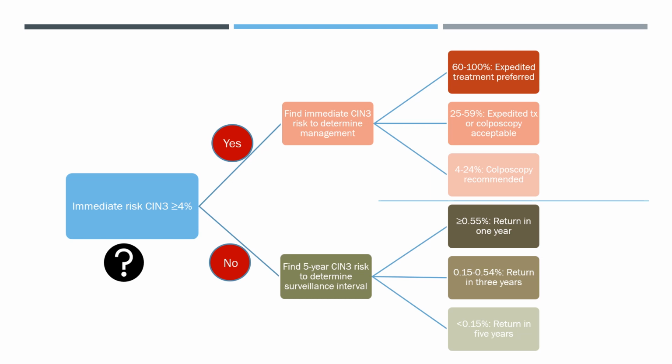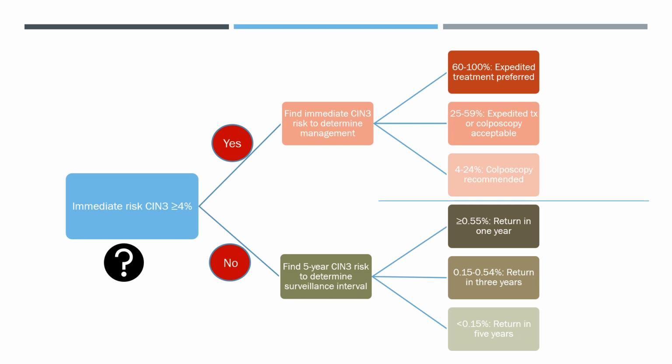If, on the other hand, the immediate risk for CIN3 is less than 4%, we move to these surveillance options. Again, a 3-tiered set of surveillance options, depending on the risk. If the patient's risk is greater than or equal to 0.55%, the patient is recommended to return in a year for 1-year repeat testing. Between 0.15 and 0.54%, the patient is recommended to return in 3 years, and if that risk is less than 0.15%, return in 5 years. So again, that's routine screening.